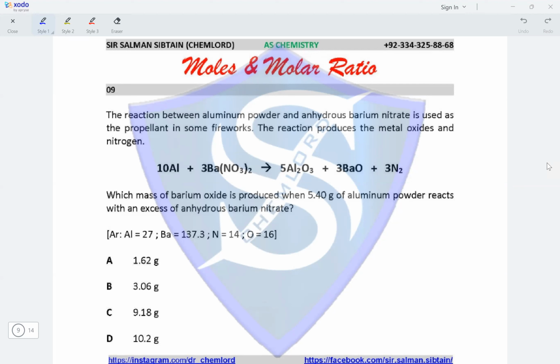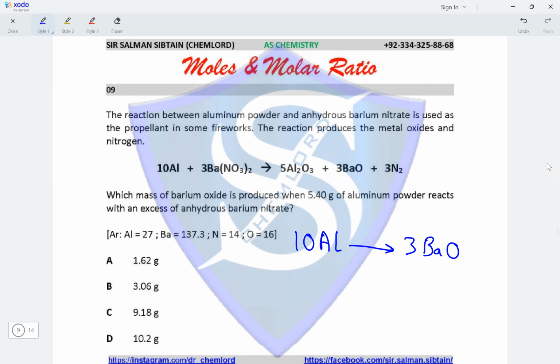Question 9. The reaction between aluminum powder and anhydrous barium nitrate is used as the propellant in some fireworks. The reaction produces the metal oxides and nitrogen, and this equation is given. Which mass of barium oxide is produced when 5.40 grams of aluminum powder reacts with an excess of anhydrous barium nitrate? So, from the given equation, the parts that we need are 10 moles of aluminum reacting with barium nitrate to produce 3 moles of barium oxide.